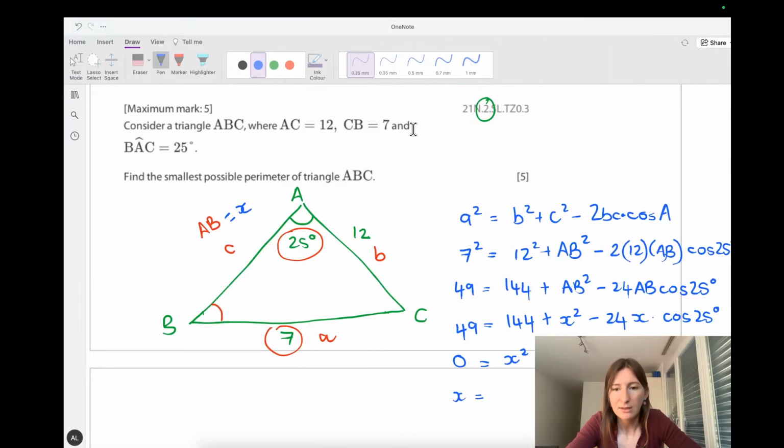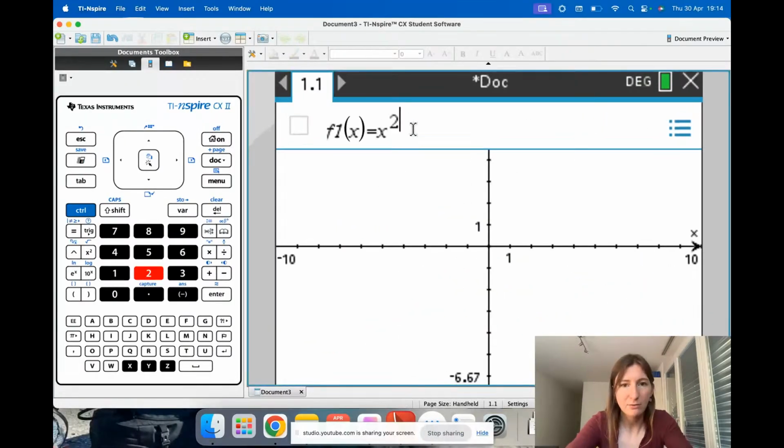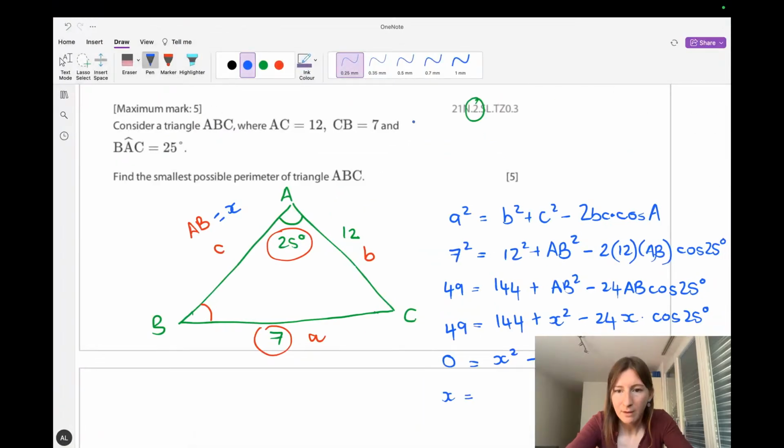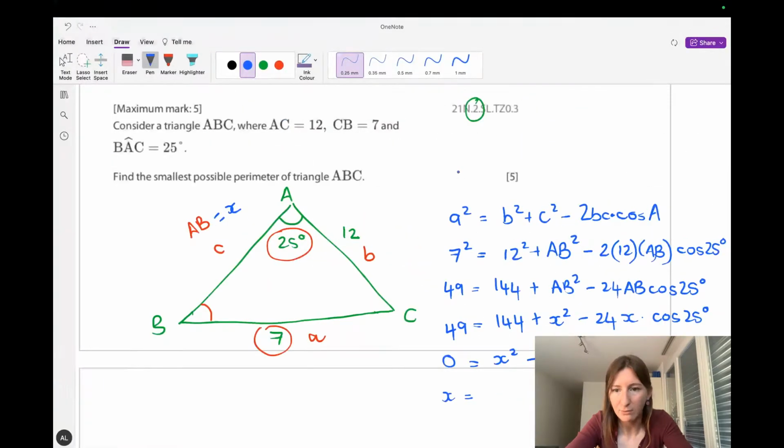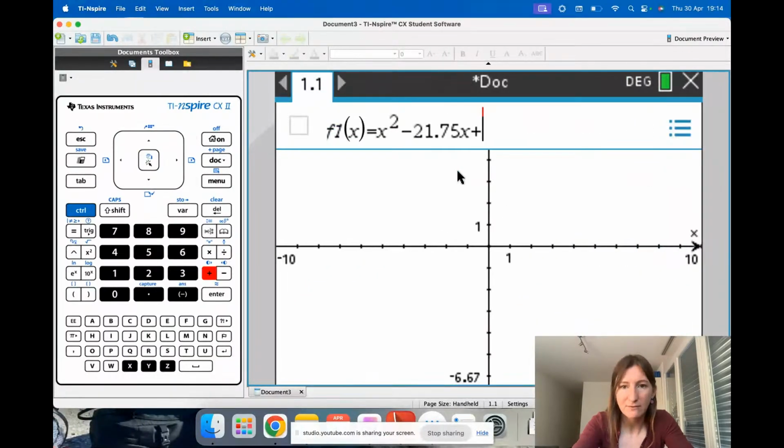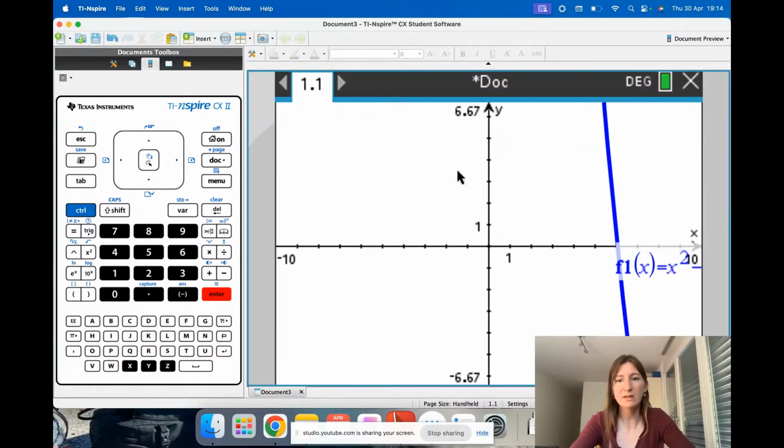So I would write this as a graph. So x squared minus 21.75. Now you need to take the whole thing, but I'm being lazy because I didn't write down what the whole thing was. Plus 95. It's going to give me a quadratic. Let's make it fit.